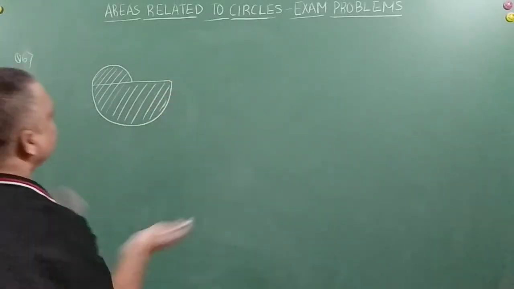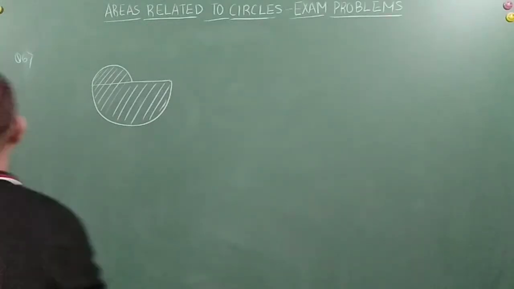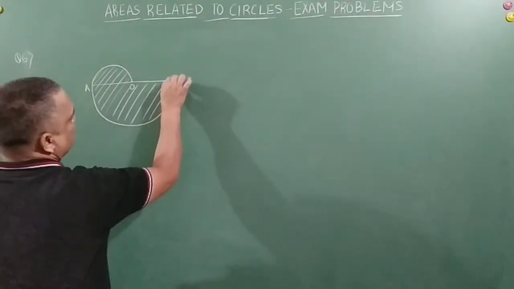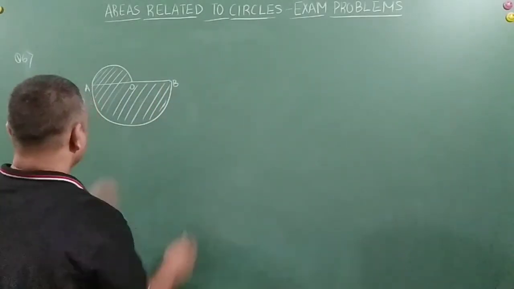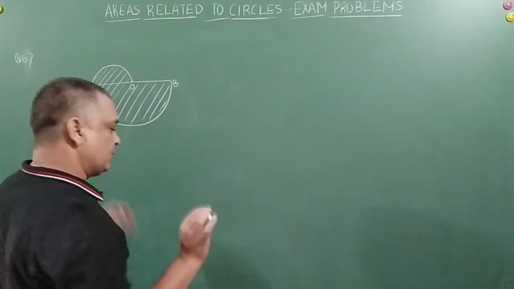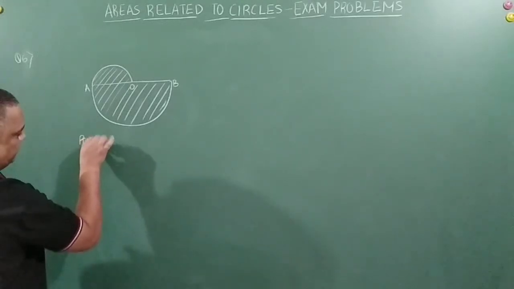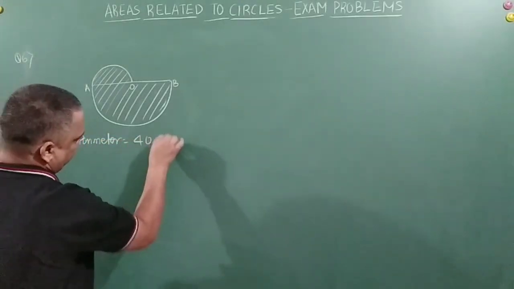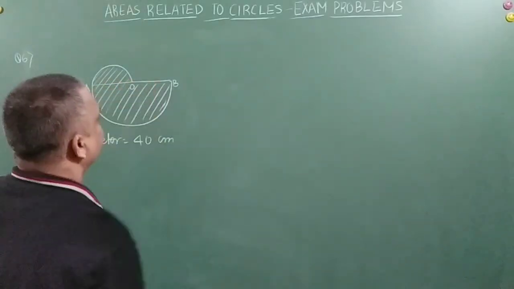There are few other details also given, which I will tell you now. The first thing which is given to us is AO is equal to OB. That means this is equal to this. Right. Now, one more thing is that perimeter of this figure is equal to 40. Right. So perimeter is 40 cm.